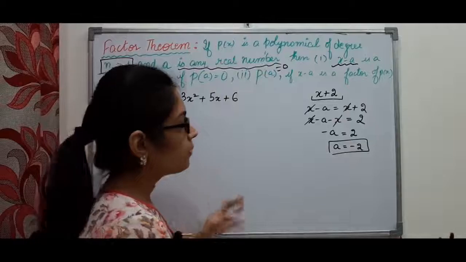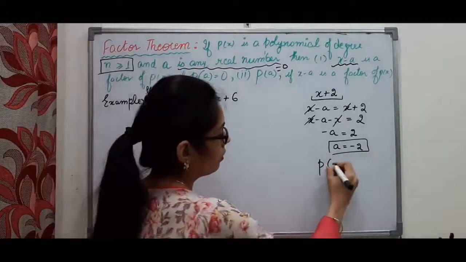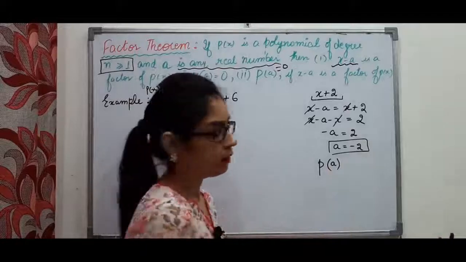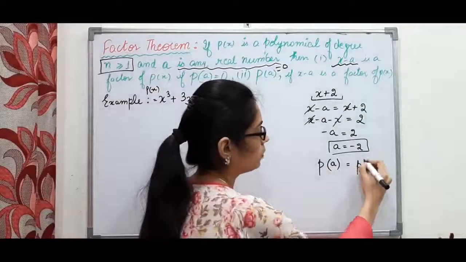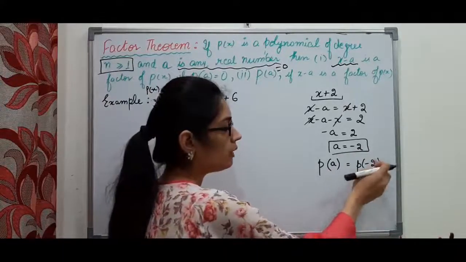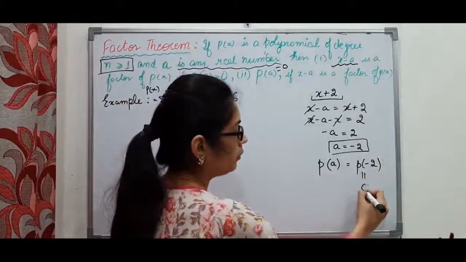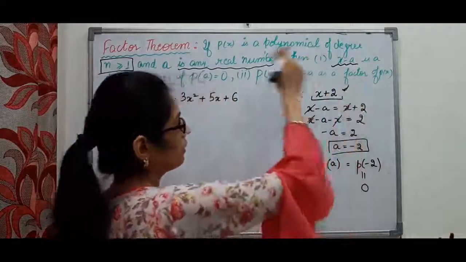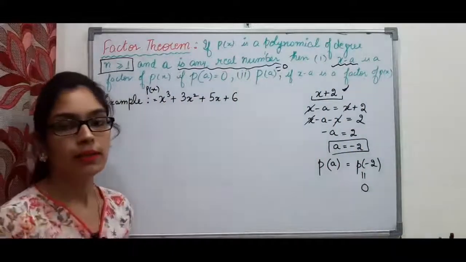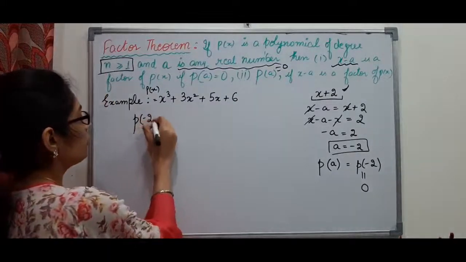So now if p(a) is equal to 0, what is p(a)? Because we know the value of a is minus 2, we will find p of minus 2 now. So if it comes 0, then this will be a factor of this. That's what the statement is telling us. So let us find p(a) now, which is p of minus 2.